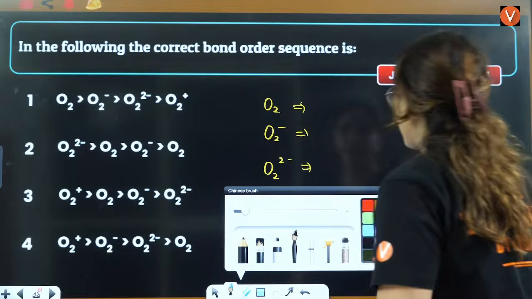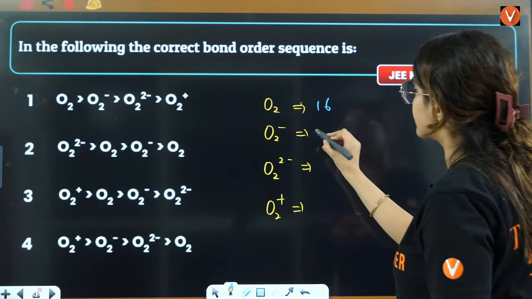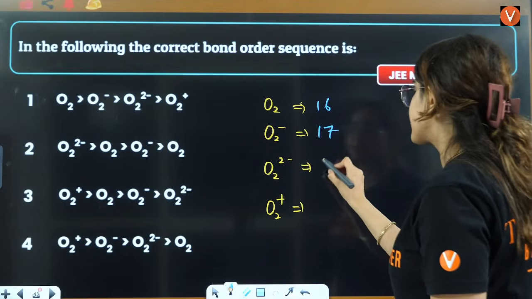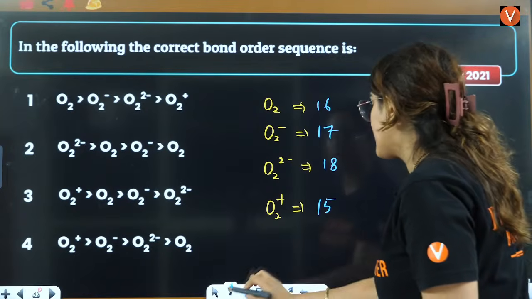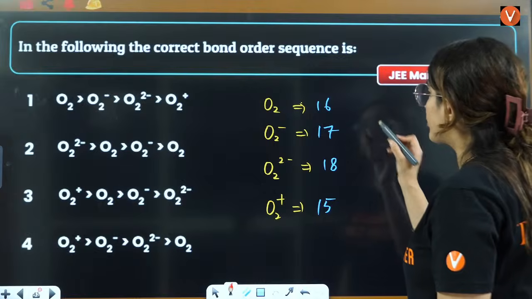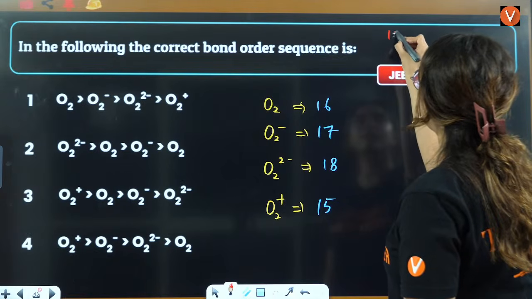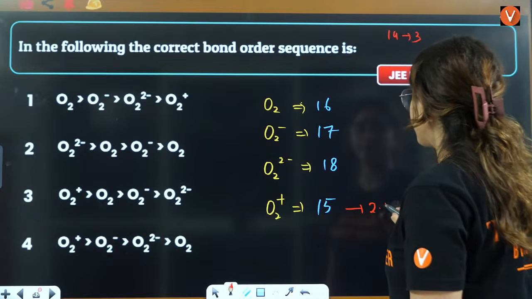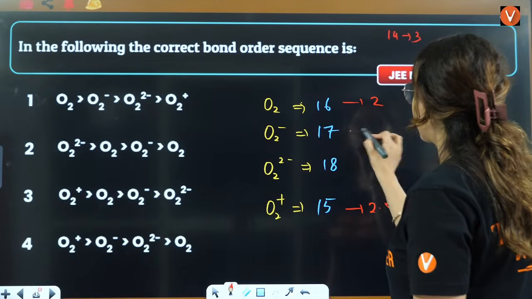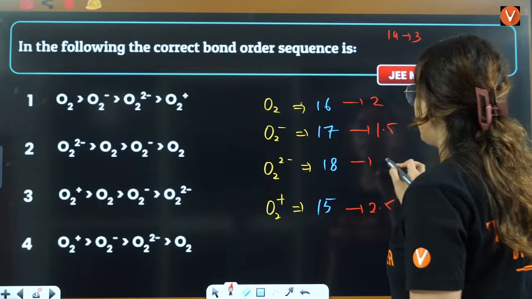Now I'm going to do it with the help of the trick. Calculate the number of electrons. This is 16, this is 16 plus 1, 17, 16 plus 2, 18, 16 minus 1, that is 15, right? So they are asking the bond order. We know that 14 will have 3. So 15 will be 2.5, 16 will be 2, 17 will be 1.5, 18 will be 1.